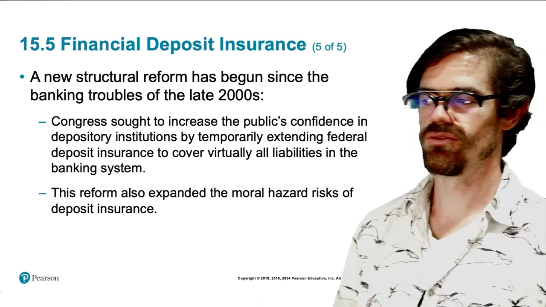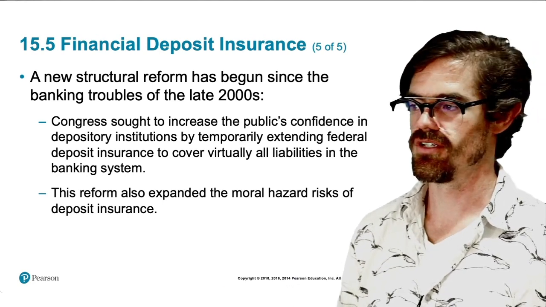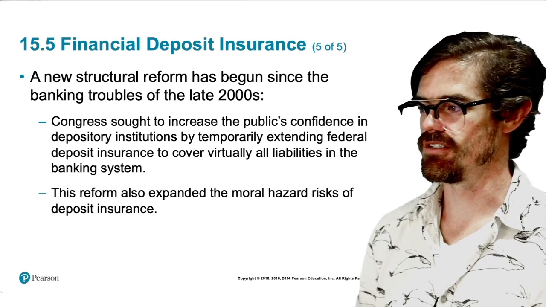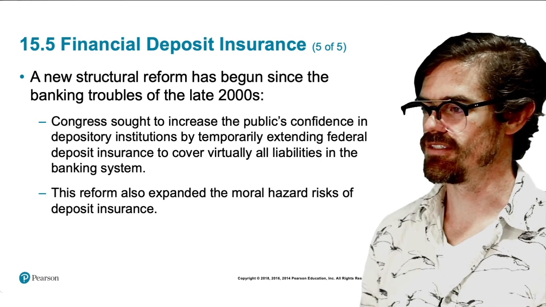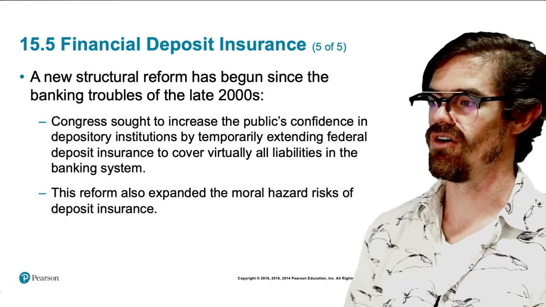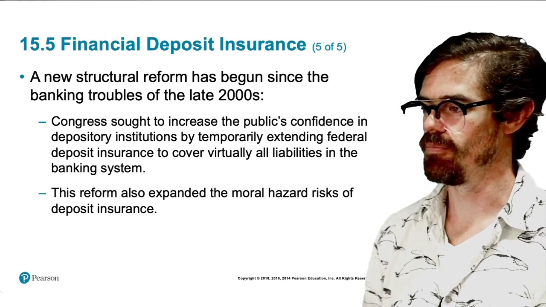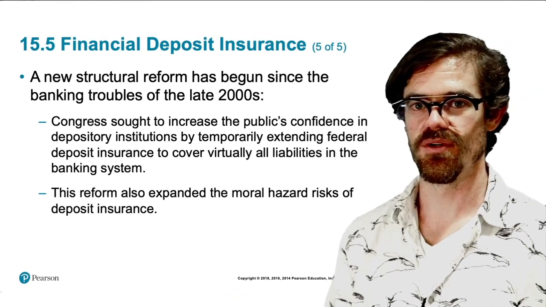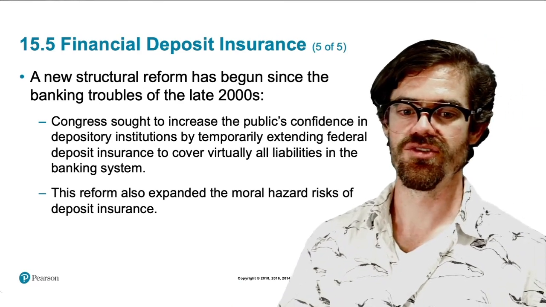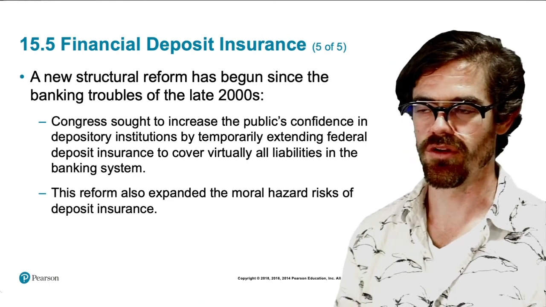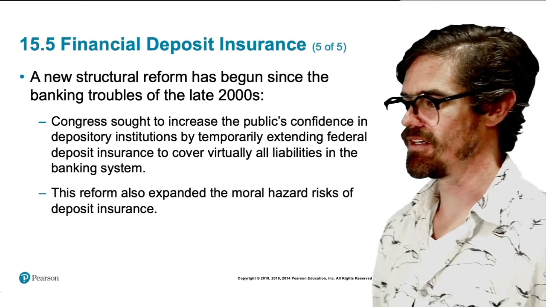There has been some structural reform since the banking troubles of the late 2000s, the Great Recession. Congress has sought to increase the public's confidence in banks by temporarily extending FDIC to cover virtually all liabilities in the banking system. This may not be a good thing. Again, this is the expansion that we talked about in the last slide that may cause even more moral hazard problems. But we'll see. This one might come back to kick us in the butt at some point.